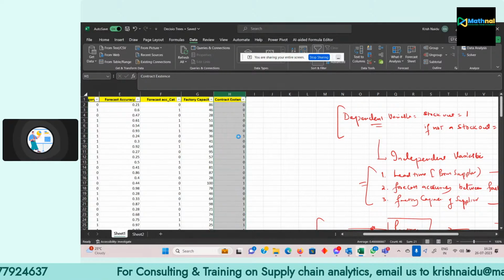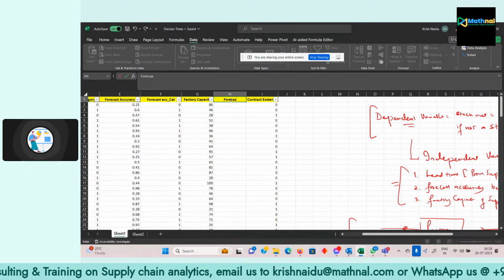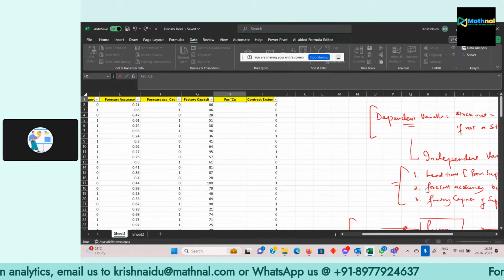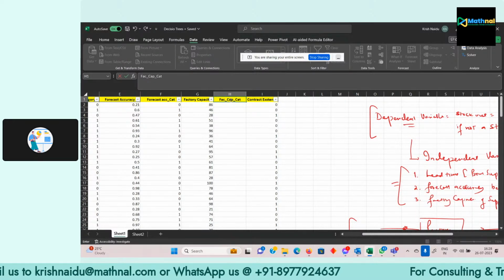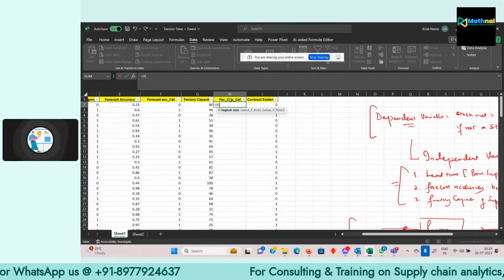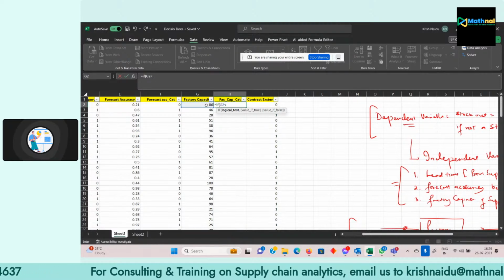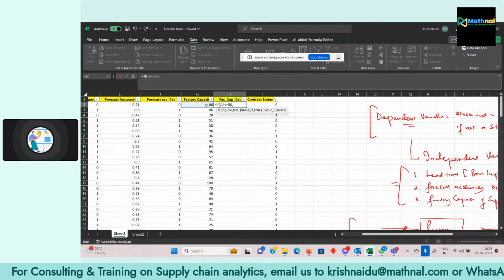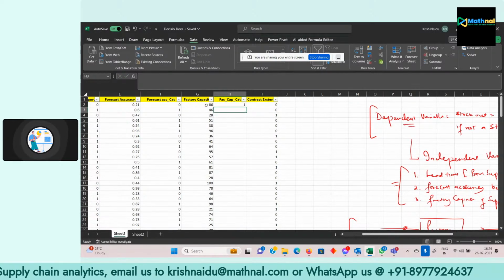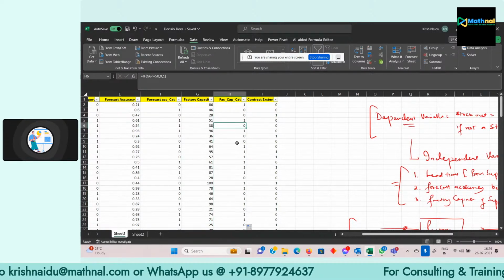Similarly, I'll go to factory capacity. I'll create the same category over here: factory capacity category. And I'm going to use a formula here. If the factory capacity is less than or equal to 50, then it is 0, or else 1. So I'm using a conditional statement here, which we use in Excel. So now we have the category.